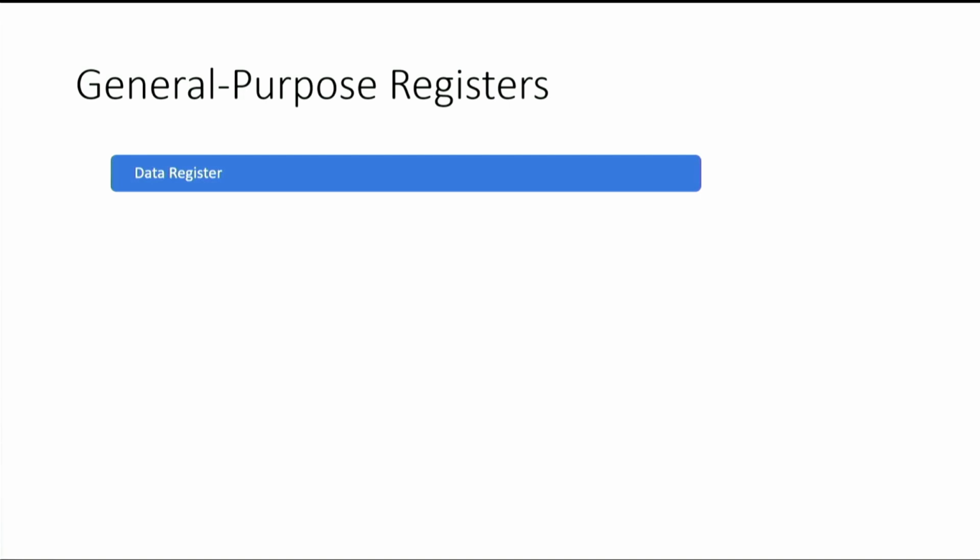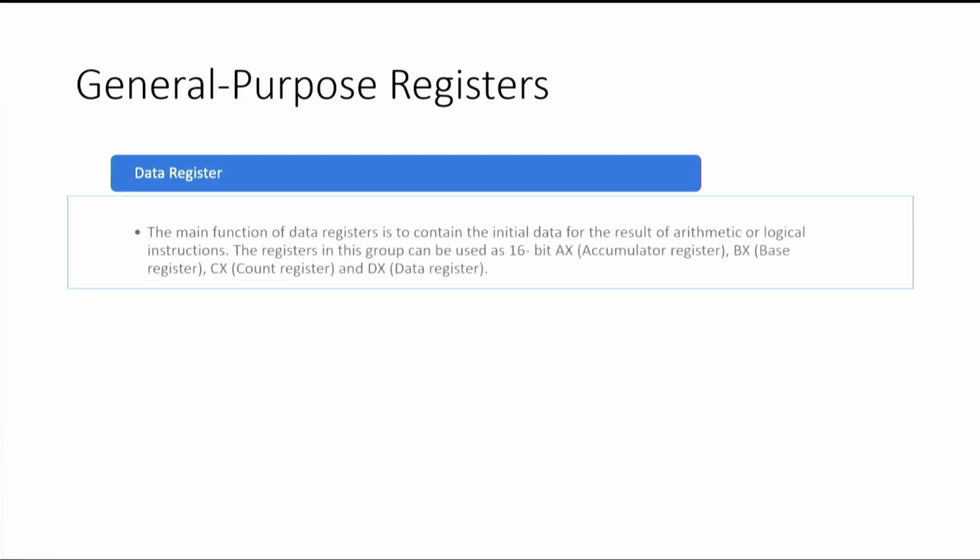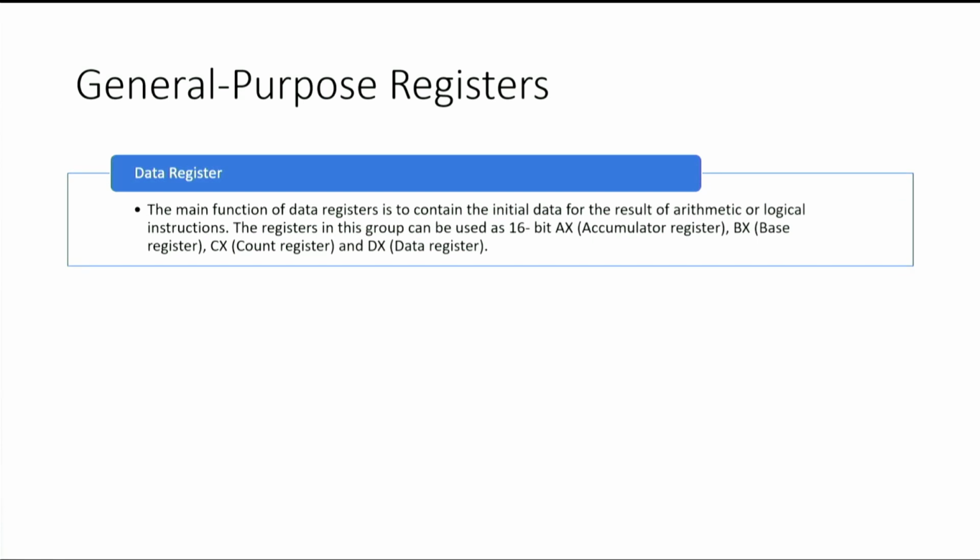The general purpose registers, as I've said, consist of number 1, data register. The main function of data register is to contain the initial data for the result of arithmetic or logical instructions. The registers in this group can be used as a 16-bit accumulator register known as AX, or BX base register, CX count register, and DX data register.